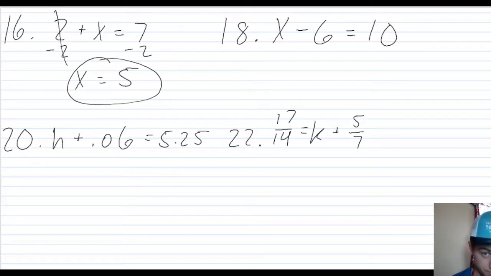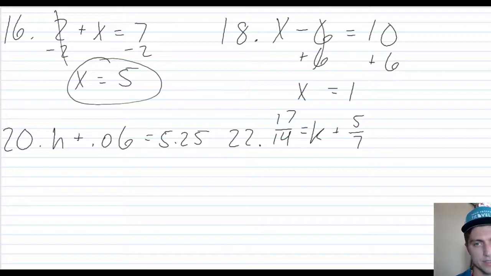That's our solution. X minus 6 is 10. What's happening to x? Minus 6. How do we undo subtraction by 6? We add 6. What we do to one side, we have to do to the other. These cancel. We're left with x. 10 plus 6 equals 16.